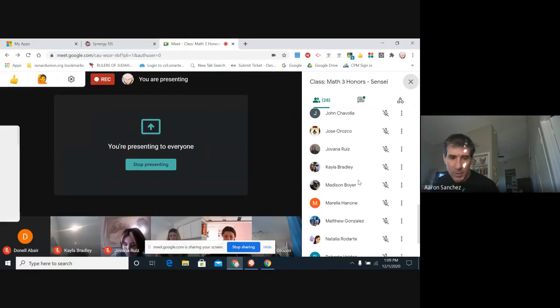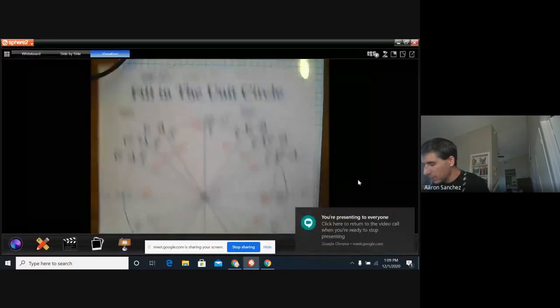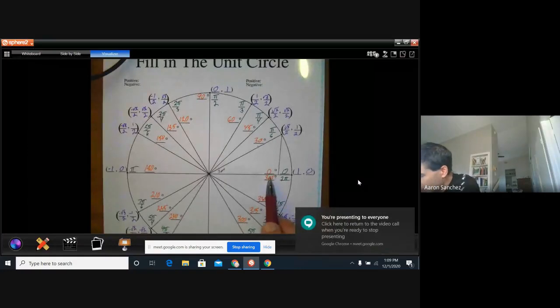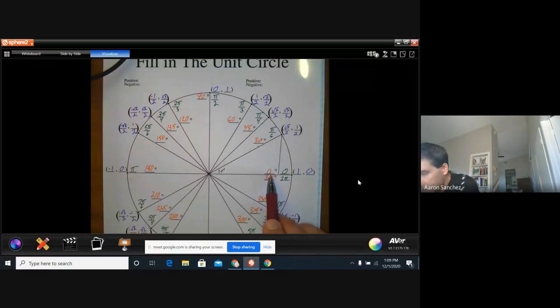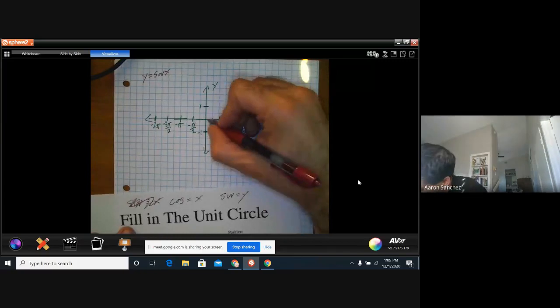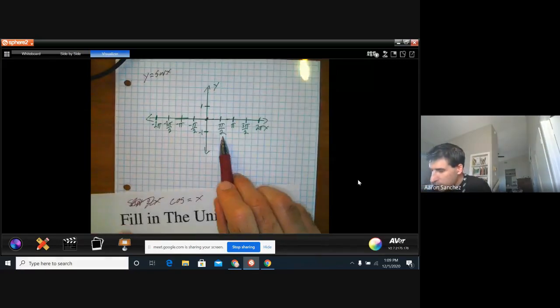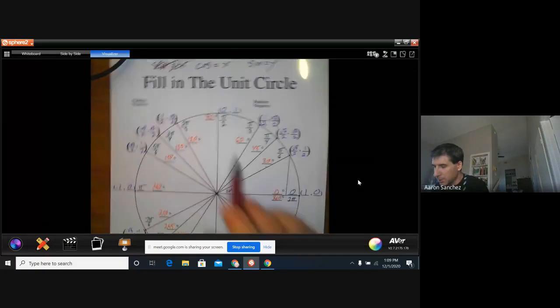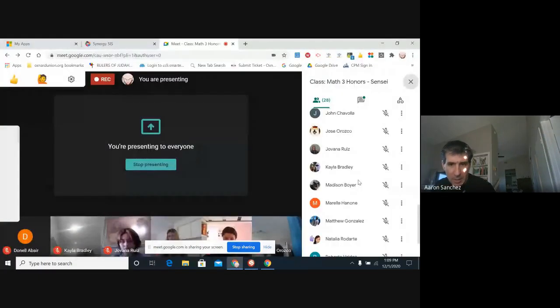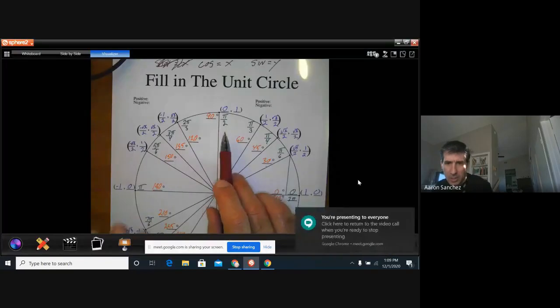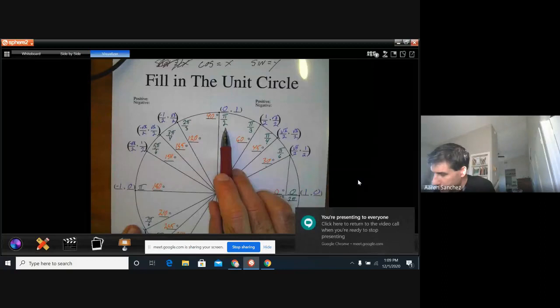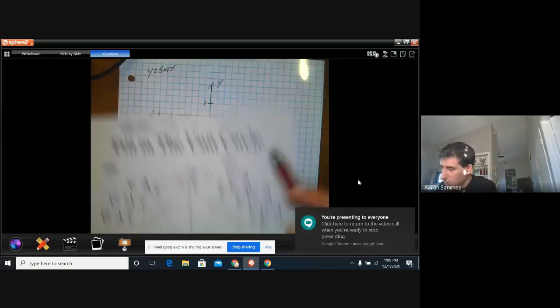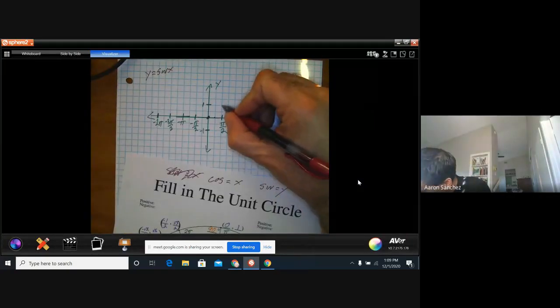Jose, looking at your unit circle, what is sine of 0? 0. My y is 0. Sine of 0 is 0. So we go here. What is my sine of pi over 2? Let's look at pi over 2. Joshua, what is sine of pi over 2? 1. Got it. So we go up to the 1 at pi over 2.